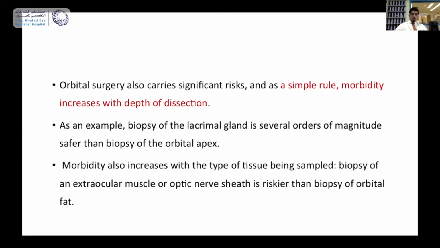And as you all know, orbital surgery carries significant risk, and the rule is that morbidity increases with the depth of dissection. For example, lacrimal gland biopsy is a simpler surgery, and it is several orders of magnitude safer than a biopsy of an orbital apex lesion. Also, morbidity increases with the type of tissue being sampled. For example, if you take a biopsy from the extraocular muscle or the optic nerve sheath, the risk of complication is more.